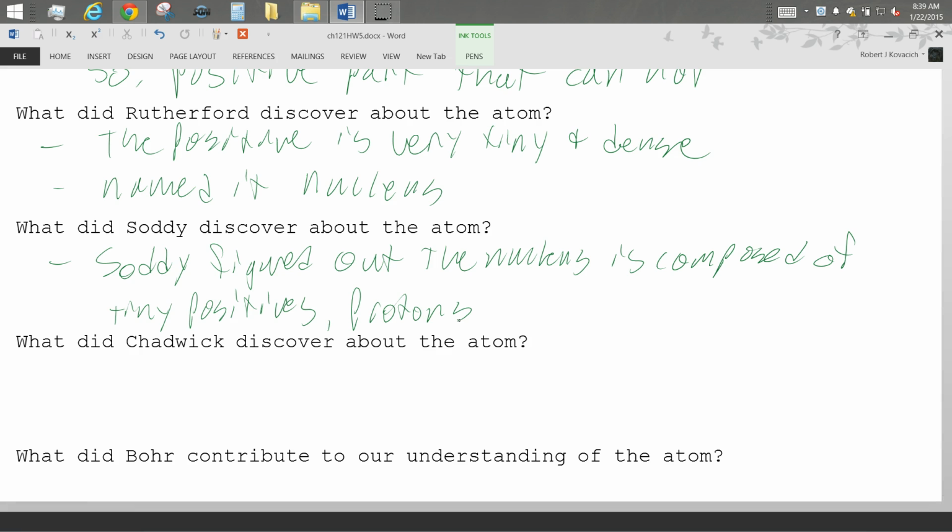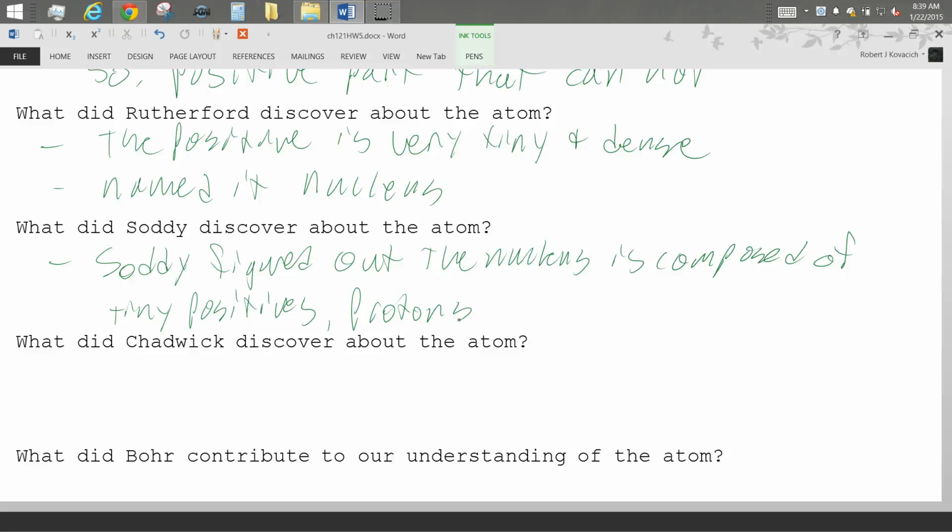So a nucleus that is larger than another nucleus isn't just a larger positive thing, it's more positive things of the same size. So if hydrogen has one positive thing, helium doesn't have a positive thing twice as big and twice as charged, it's got two little positive things. And he named those things protons.